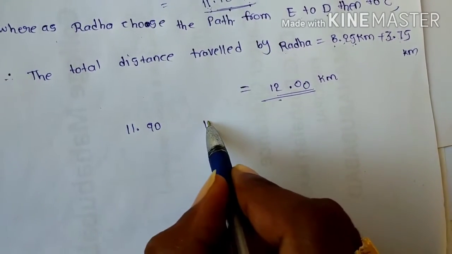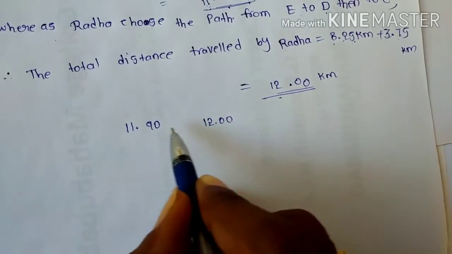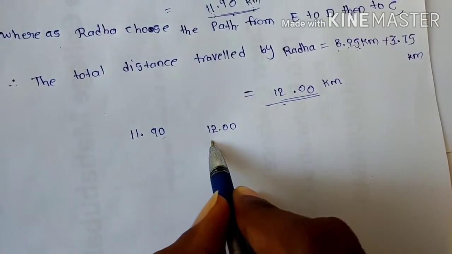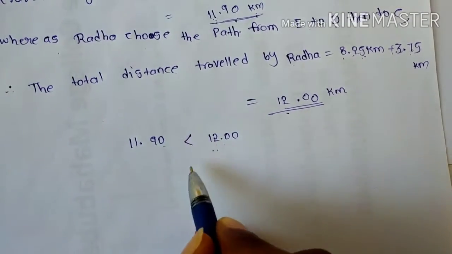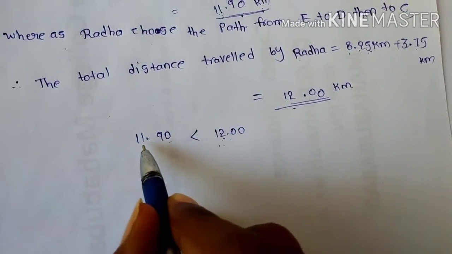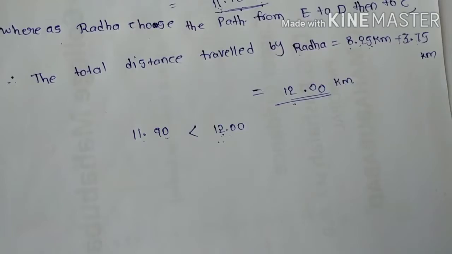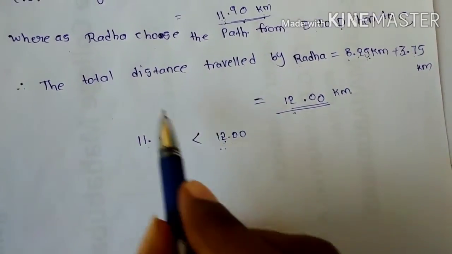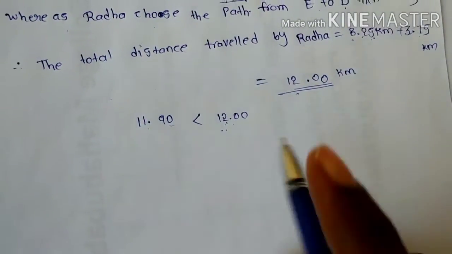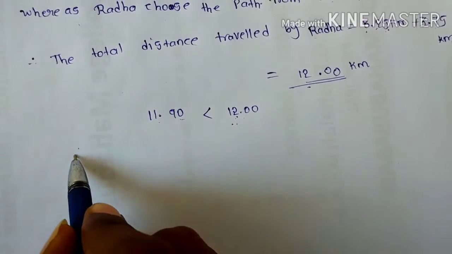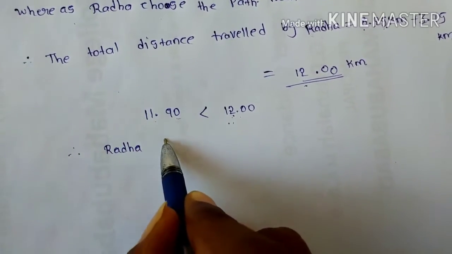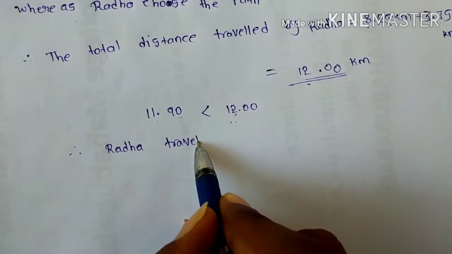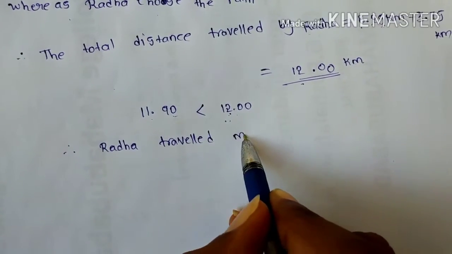Just observe here, 11.90, 12.00. Which is the biggest one? Compare it. 12 is the biggest. So I am writing here, 12 is greater than 11.90. That means who traveled more distance? Radha traveled more or not? So you can write here, Radha traveled more distance.